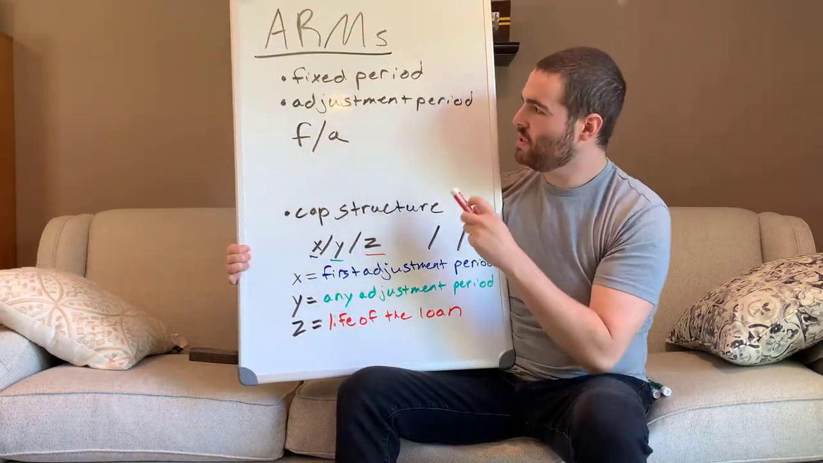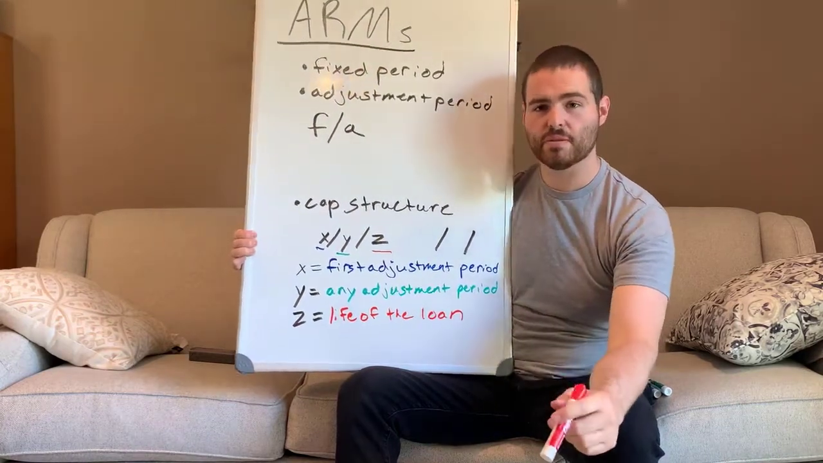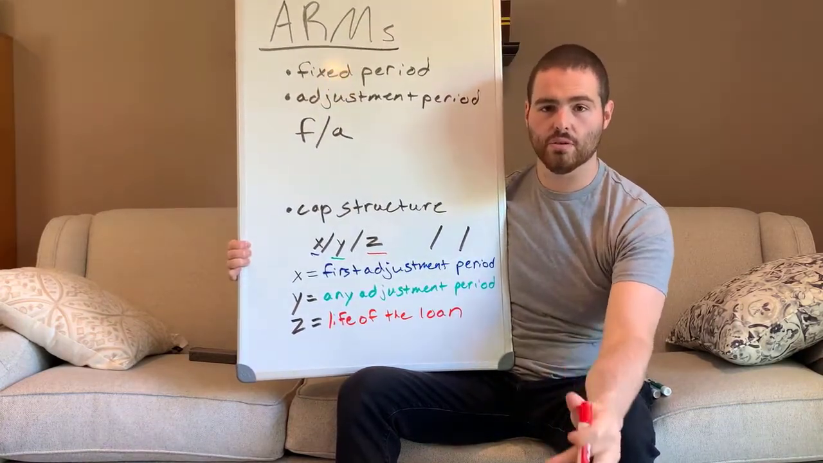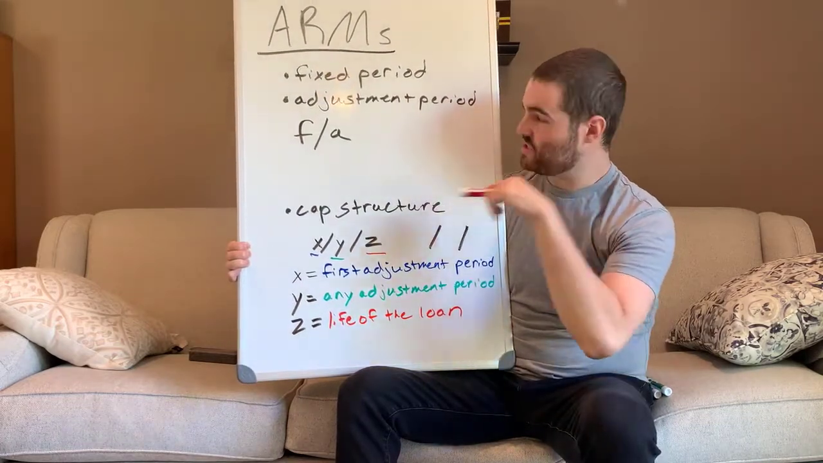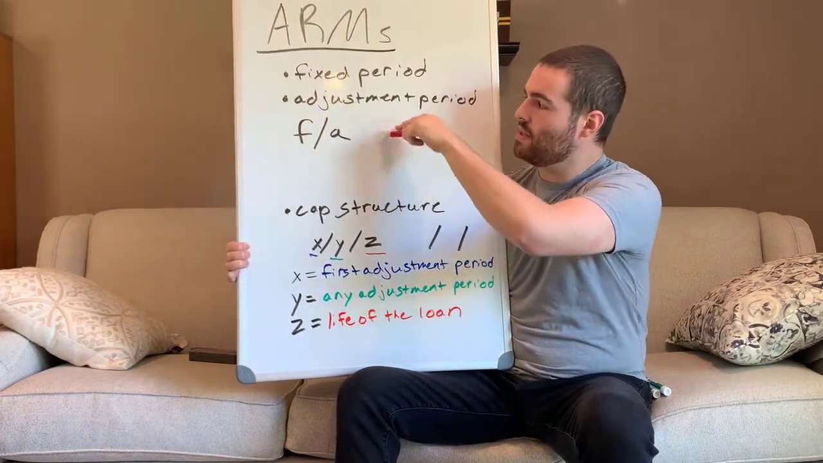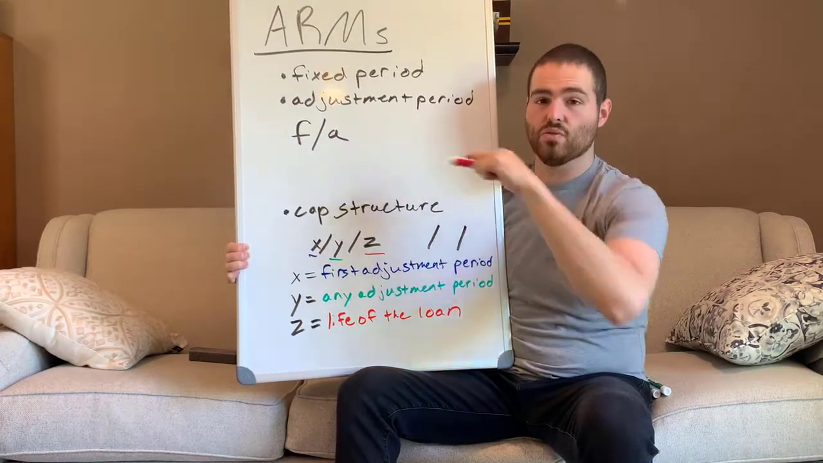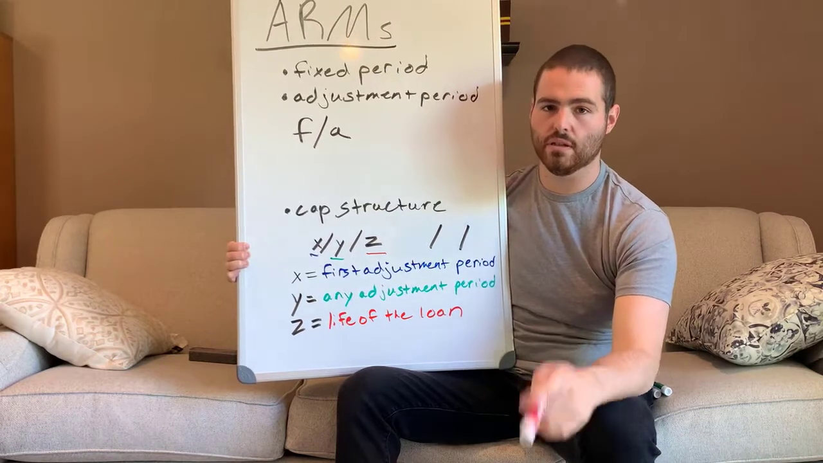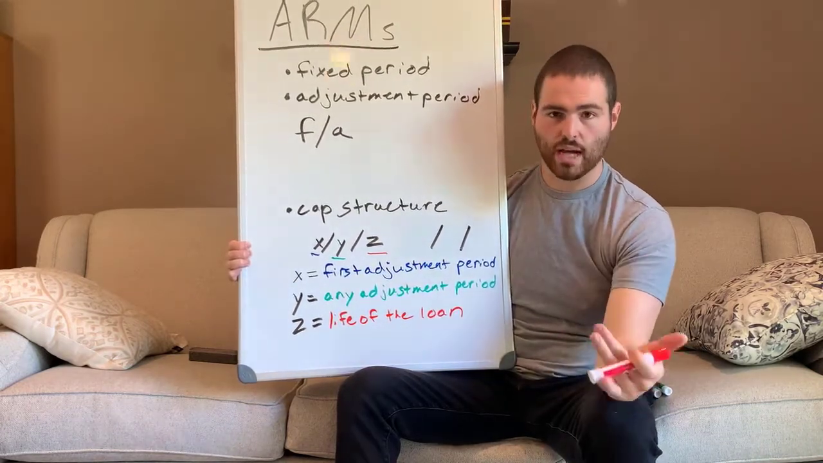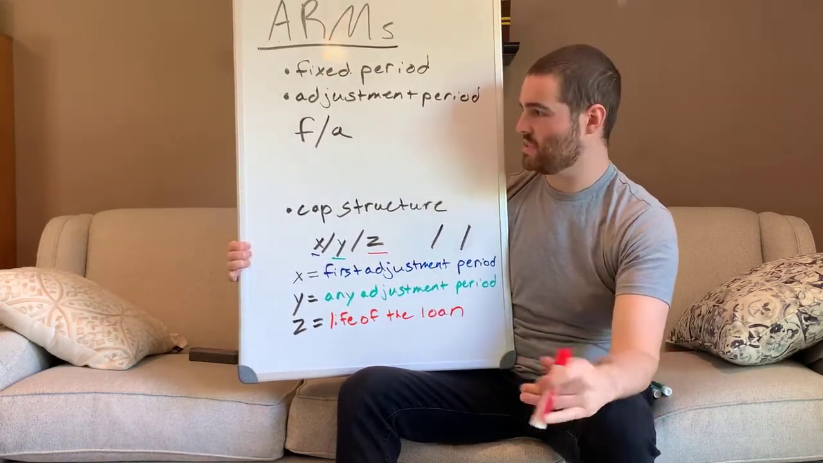So for the first part, the fixed period. The fixed period is how long does this loan have a fixed interest rate? So this is generally a number of years. The second part is once that fixed interest rate period is up, how often does the loan adjust, or how often does the interest rate update, basically.